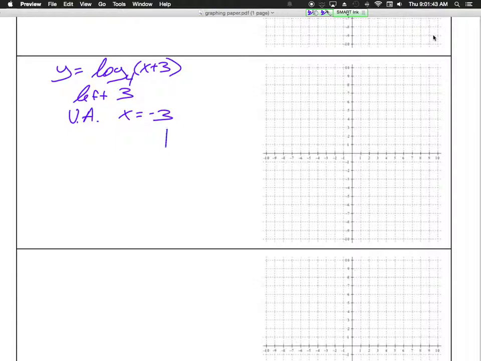Alright, so then we're ready for our t-chart. And if I have something inside with the x, I need to do some work on the side before I put numbers into my t-chart. Okay? So since my base is 4, let's talk about what x values we need to think about.